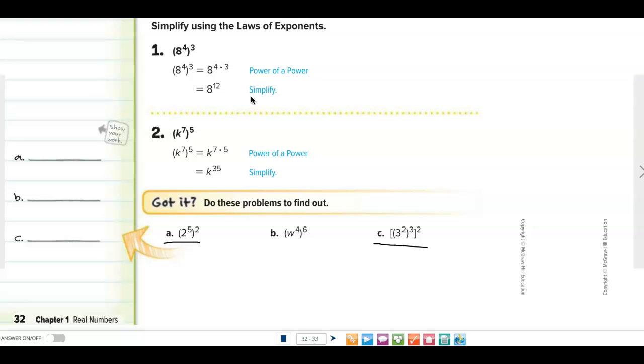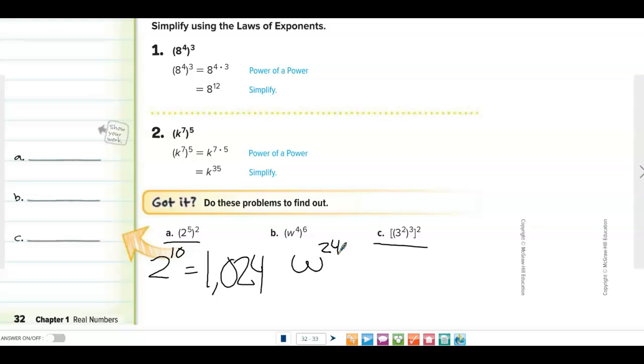Caitlin? 2 to the 10th, which actually equals what? Autumn? 1024. Thumbs up if you got 1024. Okay. On B, what did you get? Faith? Thumbs up if you got W to the 24th, because you multiply their exponents.